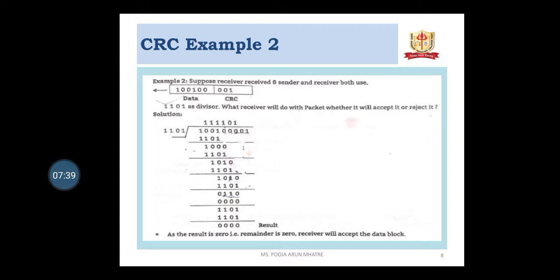So what will the receiver do with the packet, accept or reject it? He will accept the packet when the data is matched, that is, the resulting remainder becomes 0. If the result is non-zero, then the packet is rejected. So again we calculate the data including the CRC bits divided by 1101. When the remainder becomes 0, the packet will be accepted by the receiver, otherwise the packet is rejected by the receiver.